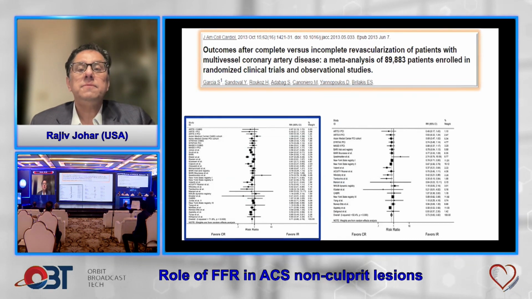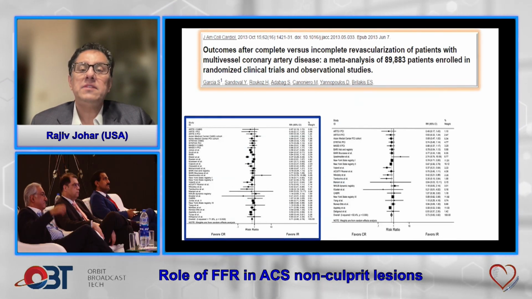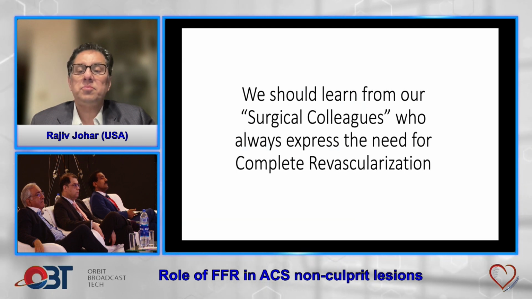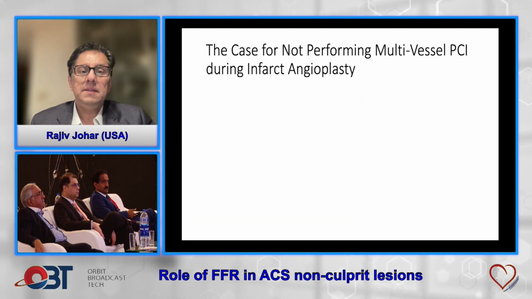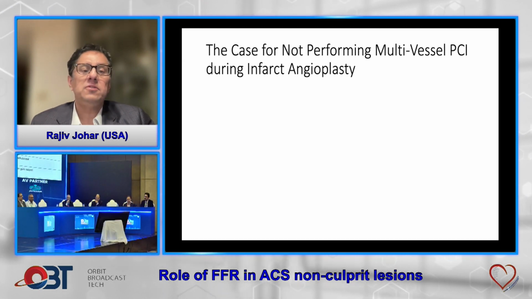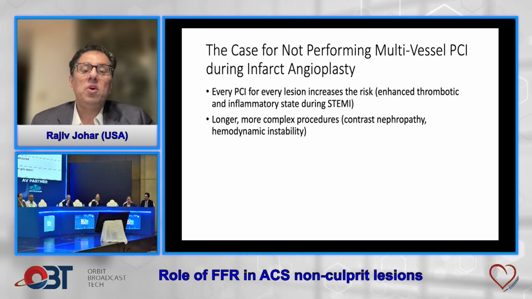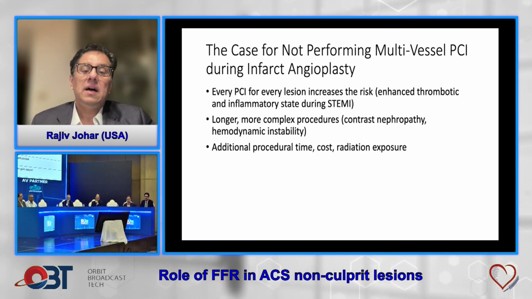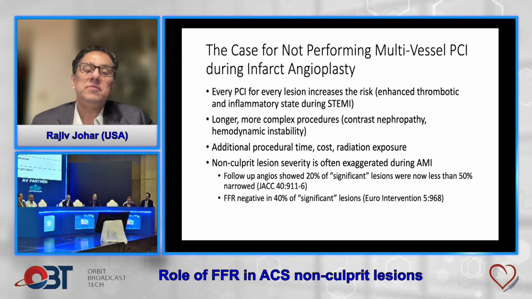And looking at the data over the last several years, it favors complete revascularization. In general, when you look at meta-analyses from Brilakis and others, looking at 90,000 patients, complete revascularization is better than incomplete revascularization. And we should be learning from our surgical colleagues who always express the need for complete revascularization. Fixing one vessel and not the other doesn't make much sense to me. But the case for not performing multivessel PCI is that every PCI for every lesion increases the risks. The longer, more complex procedures cause contrast nephropathy. You have to use another guide, additional procedure time, cost, radiation exposure. And really, are non-culprit lesions exaggerated during AMI because of the epinephrine surge we have?